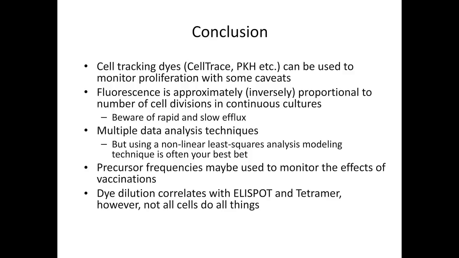least squares analysis. Showed you some data looking at precursor frequencies and how these can be used to monitor the effects of vaccinations. And the last point here, I actually didn't show you any data, but we've certainly done quite a bit of work with it, showing that by looking at these precursor frequencies and looking at the proliferation index, we can use these as surrogates for spot assays and tetramer assays, combine it with a multicolor approach, and look at difference between those responses. They basically correlate very well, although what we find is not every cell that stains with the tetramer also then goes on to proliferate.